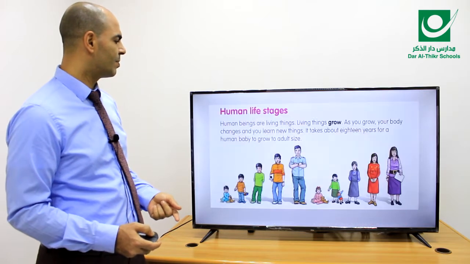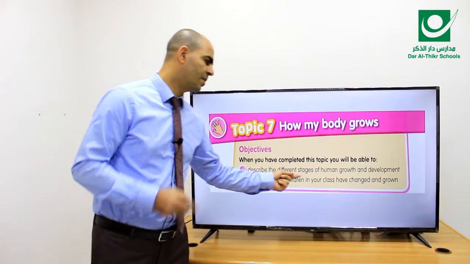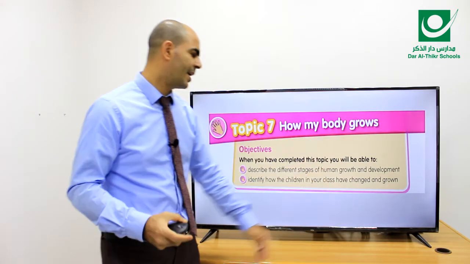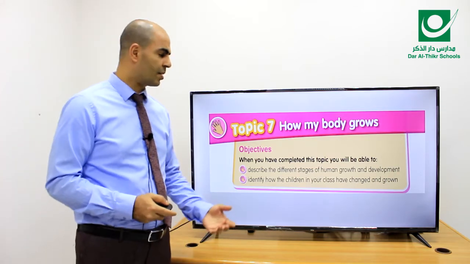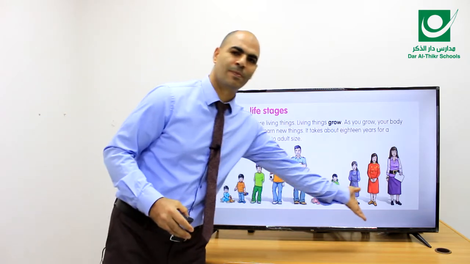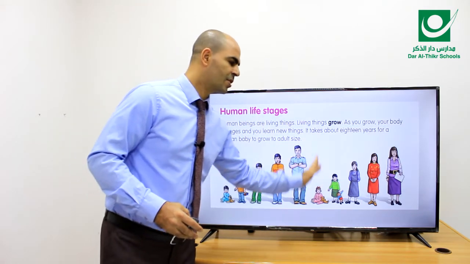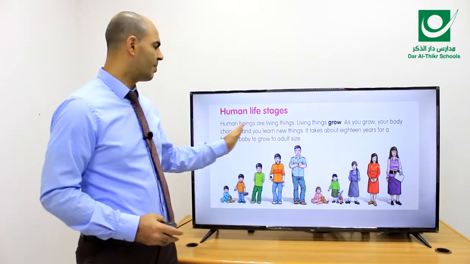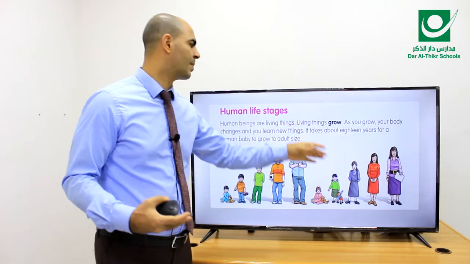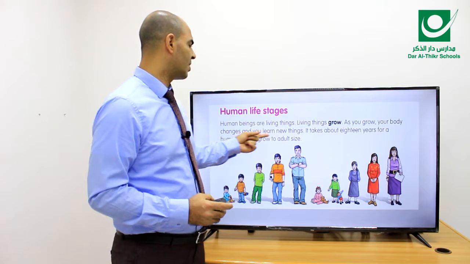Now, by the end of this topic, we'll learn how to describe the different stages of human growth, identify the children in your class, and see how they have changed and grown. Human life stages, that's the point. Look at this picture. Here we have a picture of men and a picture of women. Human beings are living things. Of course, we are living things because we grow. Living things grow. As you grow, your body changes and you learn new things.